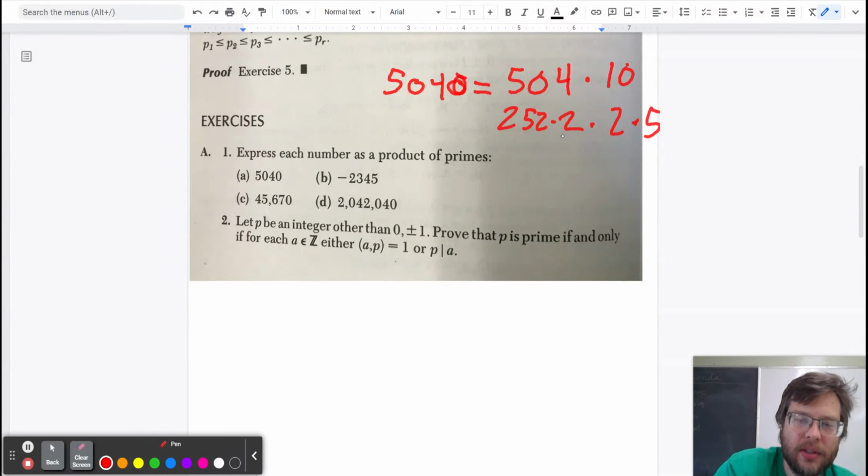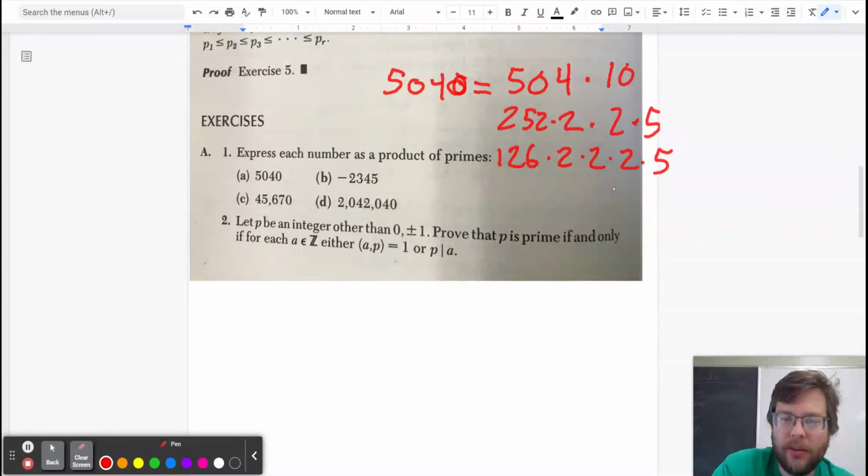252 times 2. That's another even number. So what is that? 126 times 2 times 2 times 2 times 5. And it starts to get a little annoying to keep track of all the 2's. So that's when I suggest using some exponents. So this is 63 times another 2. So I'll have a total of 4 2's and then 5.